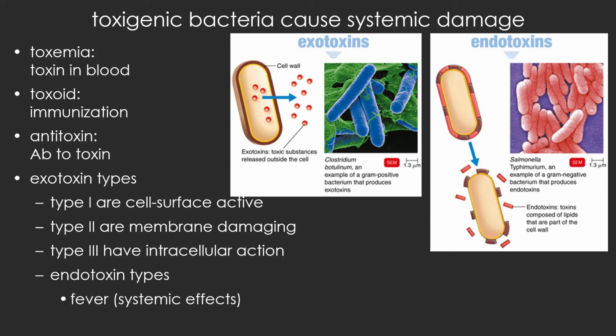All of type 1 are called type 1 because they are cell surface active, so they bind to the surface of a host cell and have some effect on that cell. Type 2 are membrane damaging, and type 3 have an intracellular action, so either acting on the cell surface, damaging the surface of the cell, or having some kind of intracellular action. And then endotoxins, for the most part, cause fever, but we will see one endotoxin toward the end of this chapter that has a particularly devastating systemic effect.